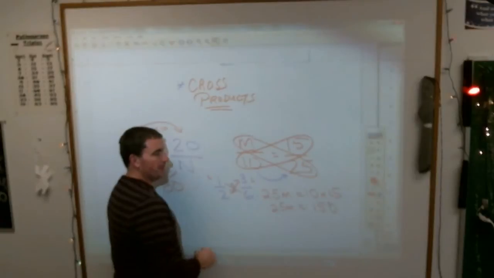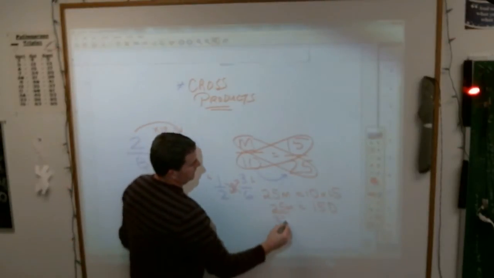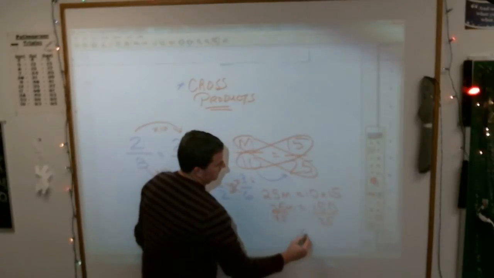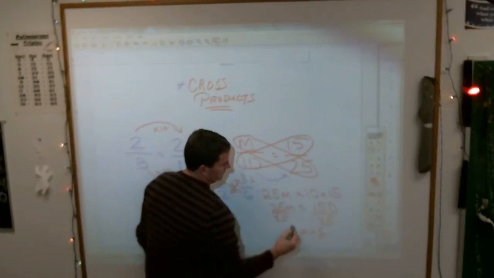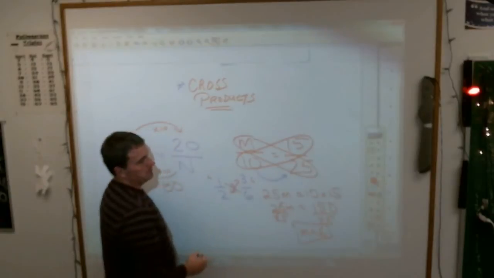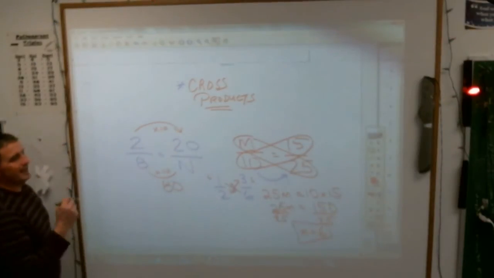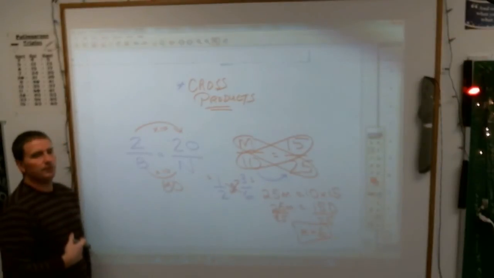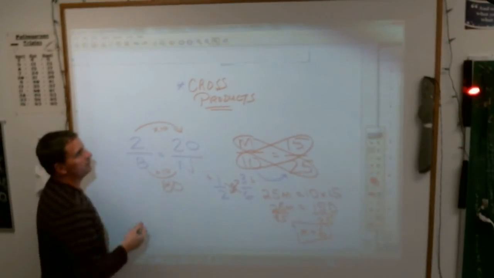How do I solve that? Divide by 25. How many quarters are in $1.50? Well, the answer would be 6. Okay. You can always solve a proportion like that. And some of them will be really difficult. Some of them will be fractions.